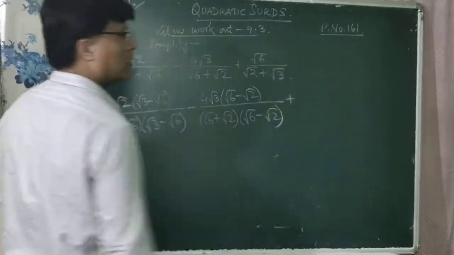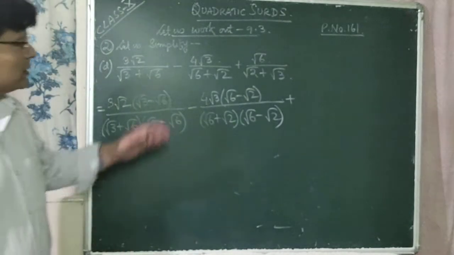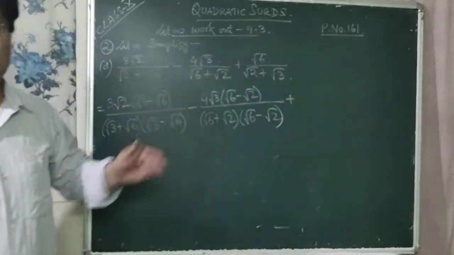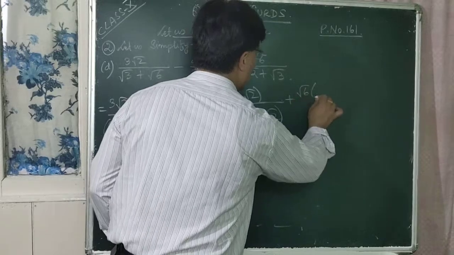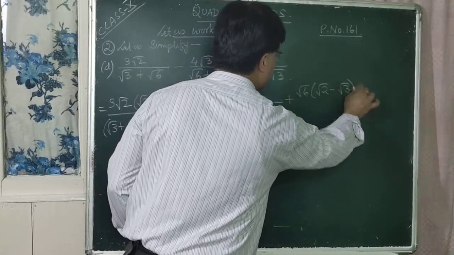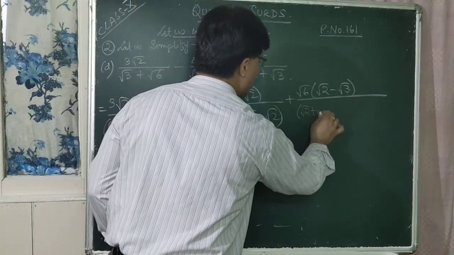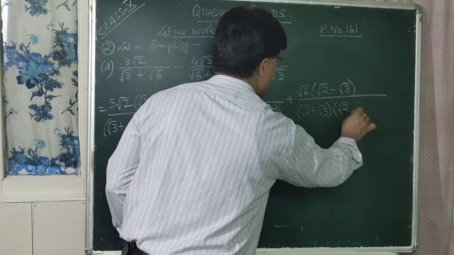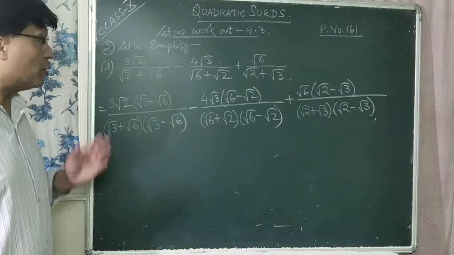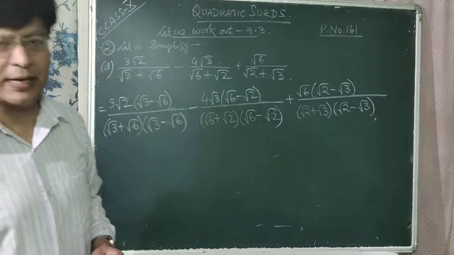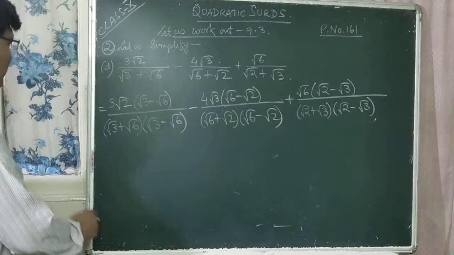Next, plus. What will you do with this third term? Here also you have to rationalize the denominator. That means you have to multiply both numerator and denominator by root 2 minus root 3. So root 6 within bracket root 2 minus root 3 divided by, in the denominator, root 2 plus root 3 into root 2 minus root 3. Is it clear now? So let us simplify it.